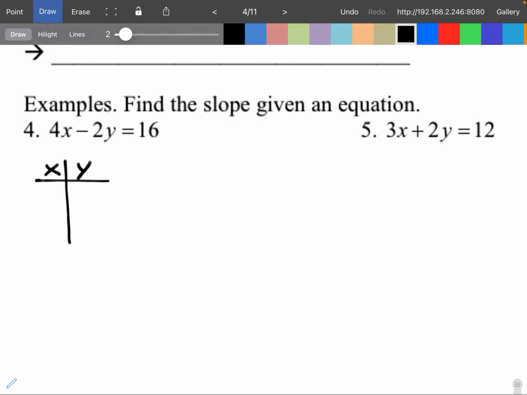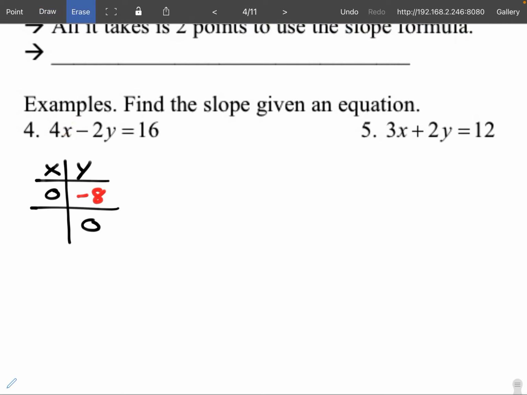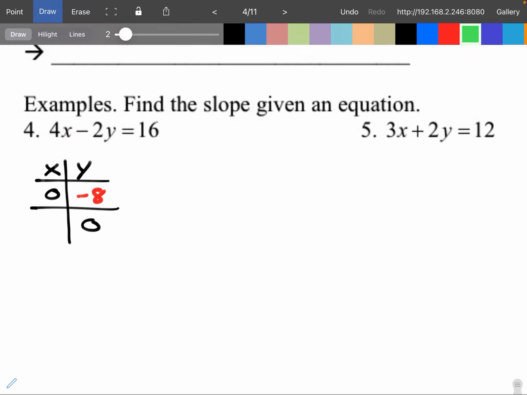So if you guys are given an equation like we are here, on number 4 here, we have an equation in standard form. So what we're going to do is find 2 points, and we're going to do that by making that little table that we did on Monday when we were doing the whiteboards. We're going to plug in 0 for x and 0 for y. So if I plug in 0 for x, I would have a 0 right here, right? What's 4 times 0? 0. So that's gone. Now, divide both sides by -2. What do you get for y? -8. Yep. So this is -8.